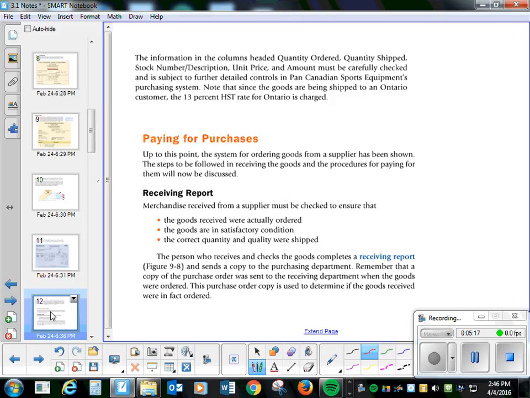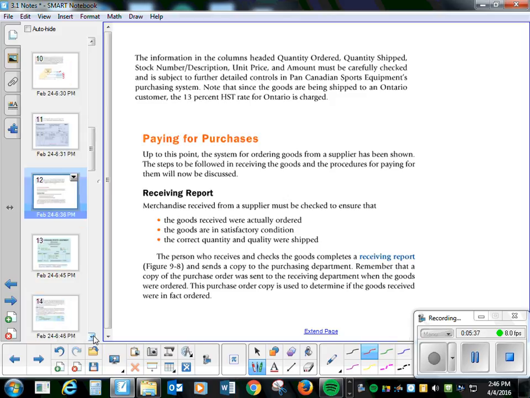Now, up to this point, the system for ordering goods from a supplier has been shown. The steps to be followed in receiving the goods and the procedures for paying for them will now be discussed. So, a receiving report. Merchandise received from a supplier must be checked to ensure that the goods received were actually ordered, the goods are in satisfactory condition, and the correct quantity and quality were shipped. The person who receives and checks the goods completes a receiving report and sends a copy to the purchasing department.